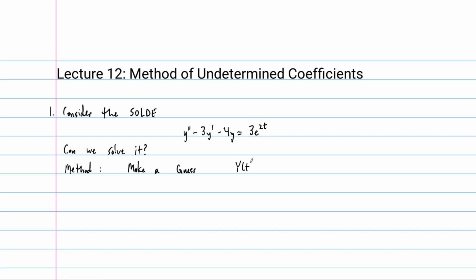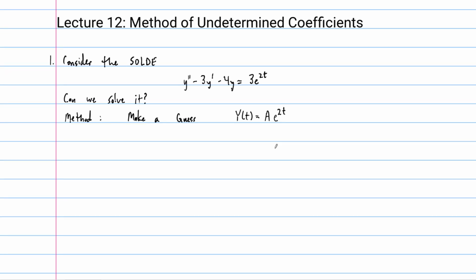Because of the form of this right-hand side, we're going to call our guess capital Y. So capital Y of t is going to be some constant a times the function e to the 2t, because we know that as we take derivatives of e to the 2t, we're going to get back something times e to the 2t. And that's all got to combine so that we're left with a 3 at the end, if this is the correct solution.